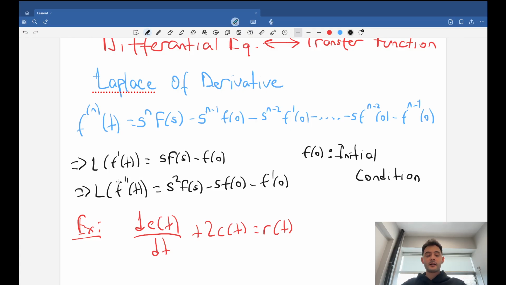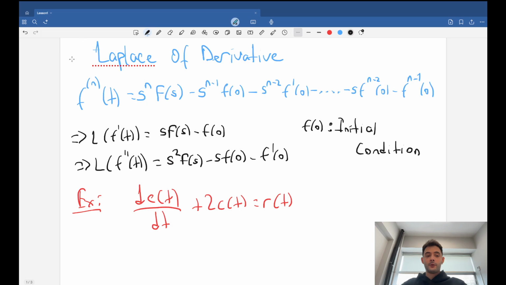The second order derivative is going to be, put 2 instead of n: the Laplace of the second derivative of f is s to the power of 2 F(s) minus s to the power of 2 minus 1, which is 1, s times f(0), minus, 2 minus 2 is 0, s to the power of 0 is 1, times the first derivative of f at 0. So that's the whole thing you will use when you are asked to find the transfer function from a differential equation, or maybe some responses of this differential equation.